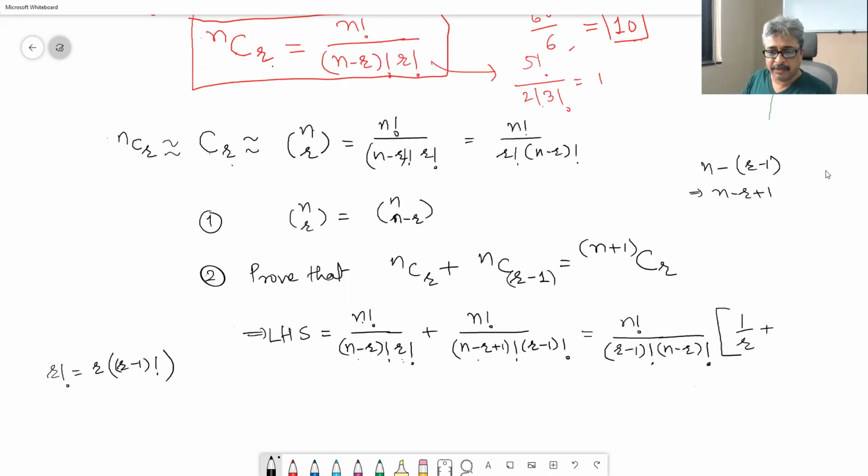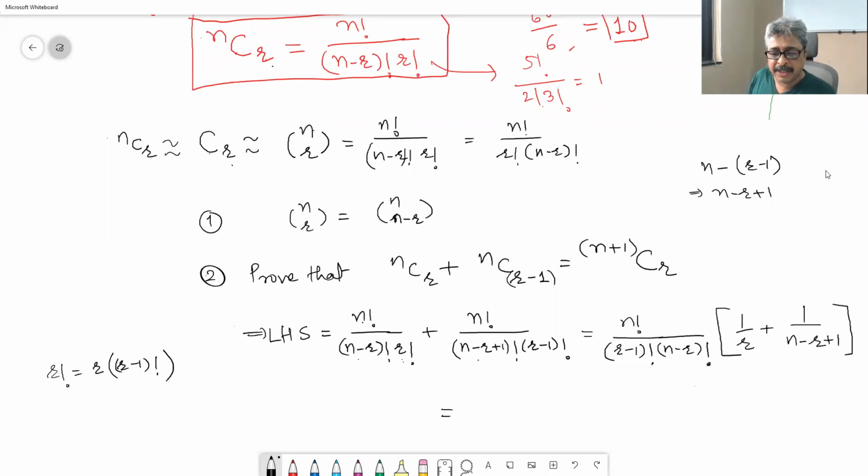And plus, what will be the second term? N factorial is taken out common. N choose R minus 1 is taken out common. The second term will be 1 upon N minus R plus 1. This will be our second term.